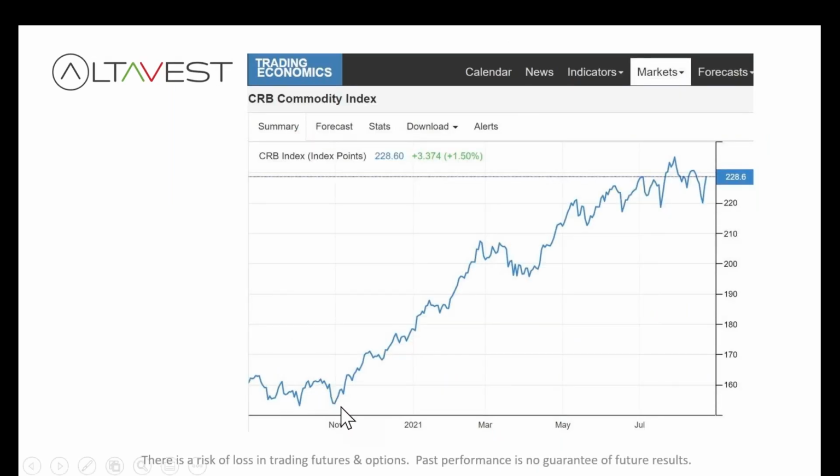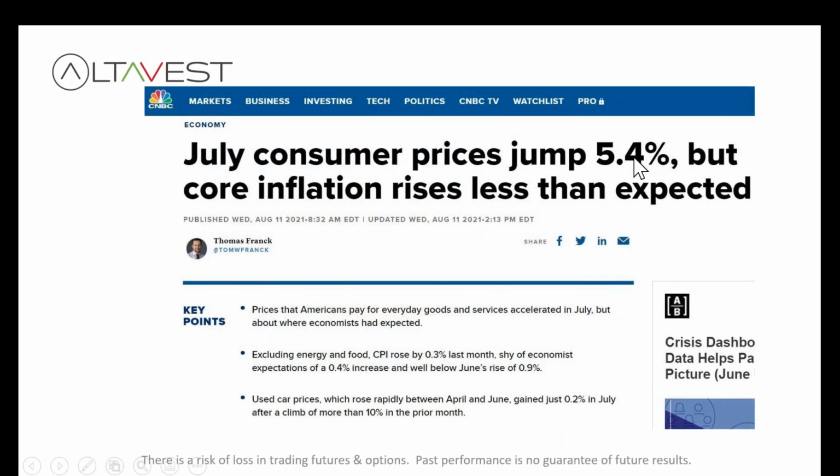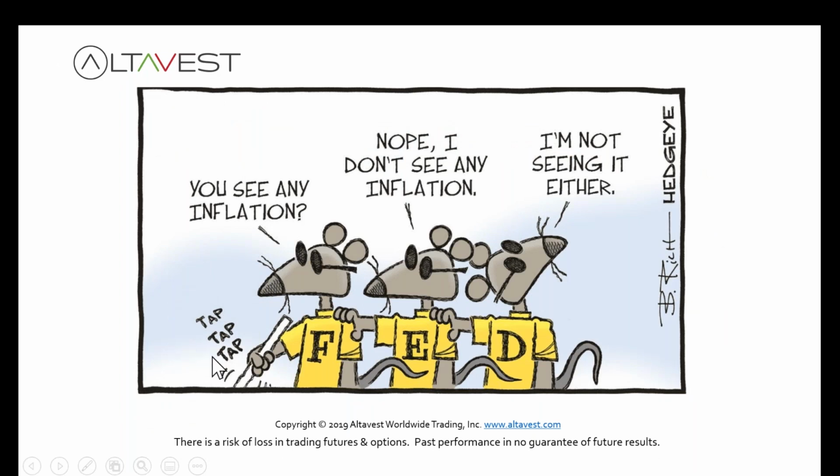Here's the CRB index. I guess there's no other word for that but inflating or inflation, even though the Federal Reserve says it's not. But Fed monetary policy, that's been their whole goal, is to inflate asset prices. It's been working. But meanwhile, July consumer prices jumped 5.4%. Crazy. Used car prices a couple months ago, look at that. The Federal Reserve says, nope, I don't see any inflation, like the 3 blind mice. And we're going to hear from Powell on Friday. So who knows what he'll say, but I imagine they won't want to be the ones to say anything to rock the market. So we shall see.